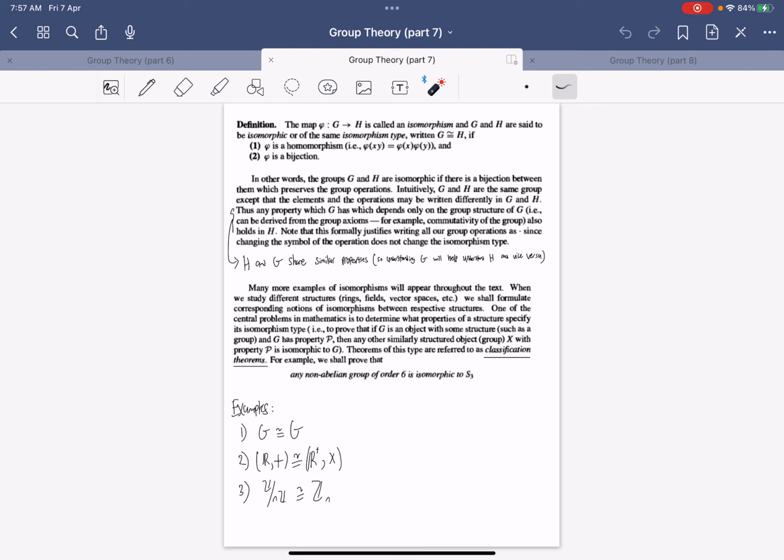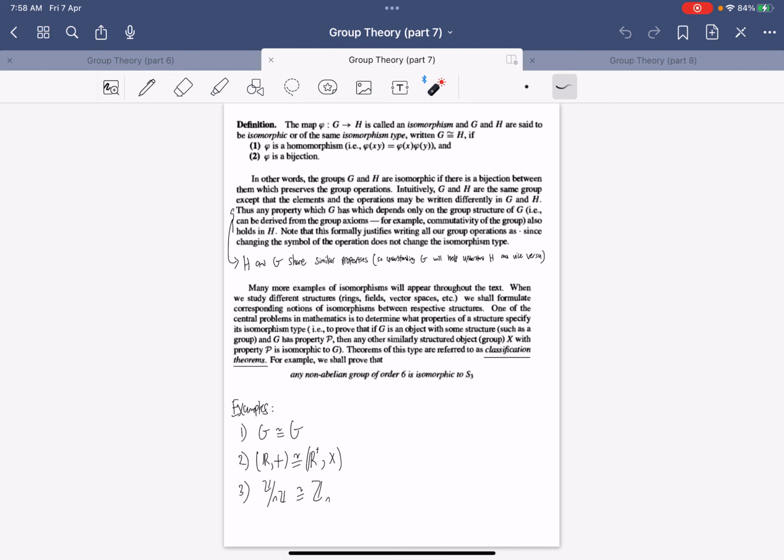a homomorphism. And so when two groups are isomorphic to each other, we say that there is a bijection that preserves the group operation. And this means really that G and H have the same group structure. It's just a renaming of the elements in G and H.